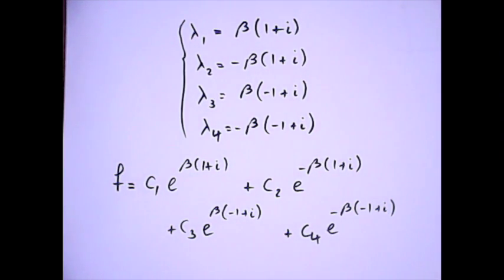So let's do something. Let us use Euler's formula to expand each one of these terms into sines and cosines, and then we can probably figure out what to make out of this situation.